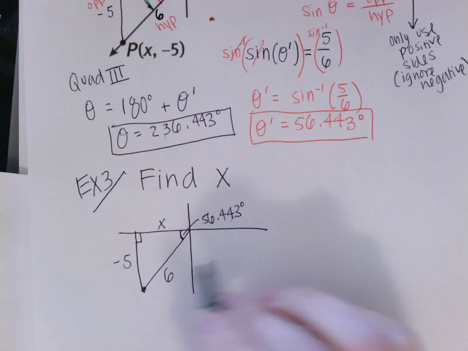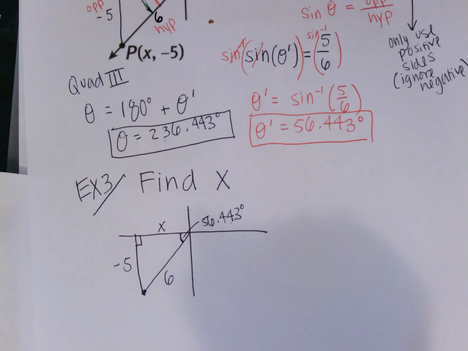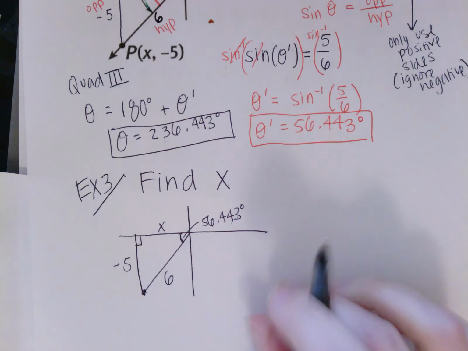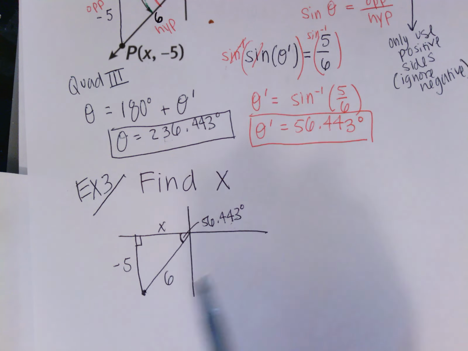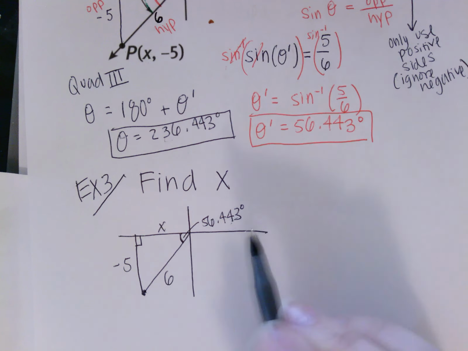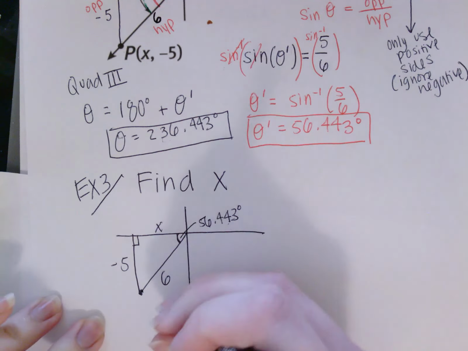I can either use a trig ratio or the Pythagorean theorem. We have already done the trig ratio, so I'm going to do this with Pythagorean theorem, but both would work. Now, when I use Pythagorean theorem, I again am going to ignore negatives.